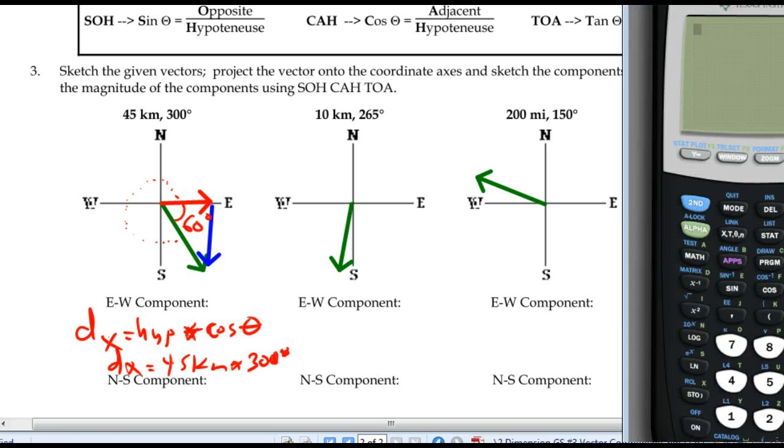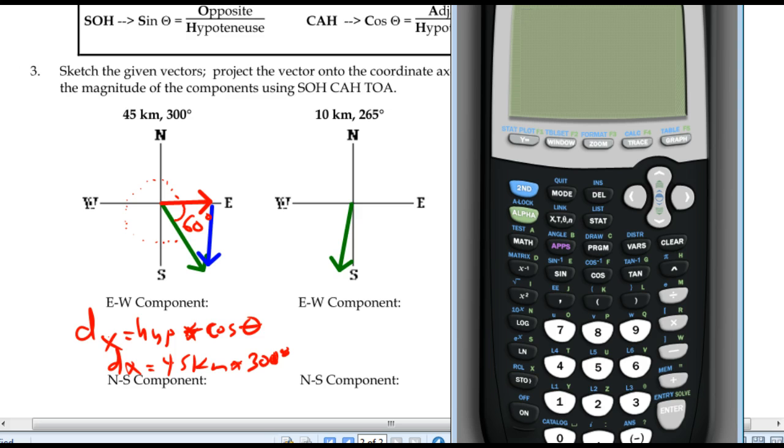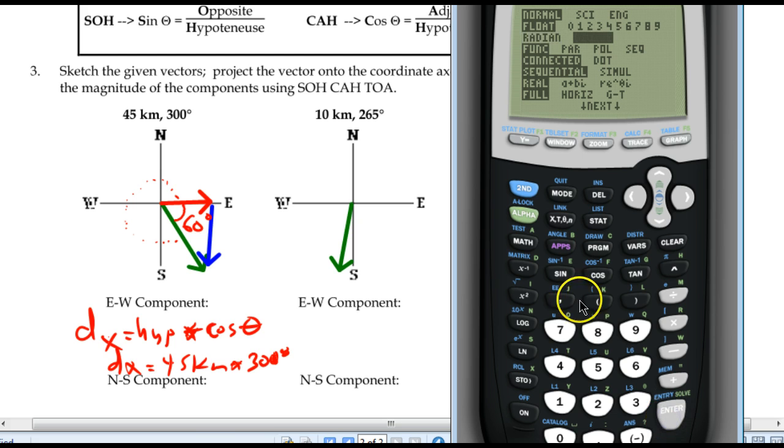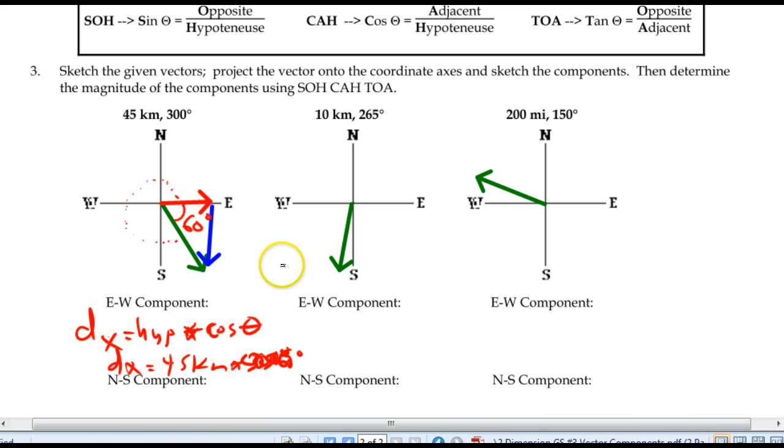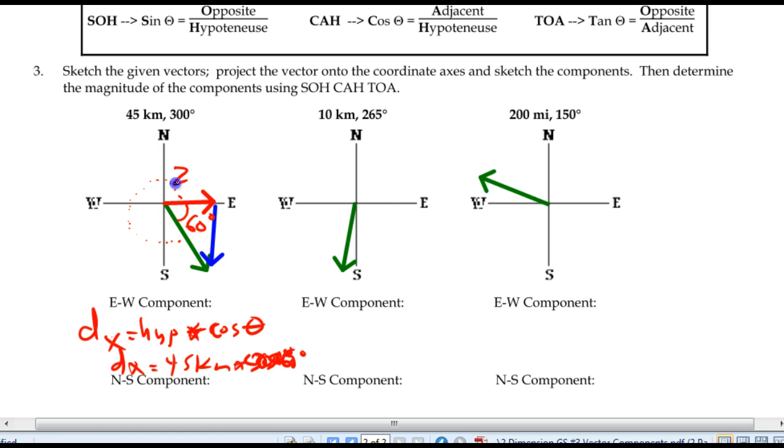Now, if you have one of these calculators, make sure that when you look at the mode that you're not in radians, you need to be in degrees. So go down to there, click on that, hit enter, and then second quit. Now I'm going to take 45 and I'm going to multiply it by the cosine of 60 degrees. And I get 22.5. So this is cosine of 60 degrees. Okay, so I get 22 and a half, and that's in kilometers.